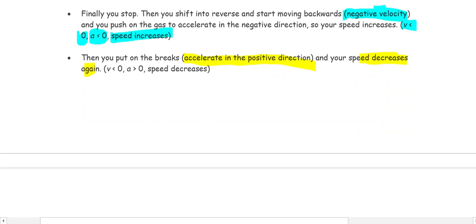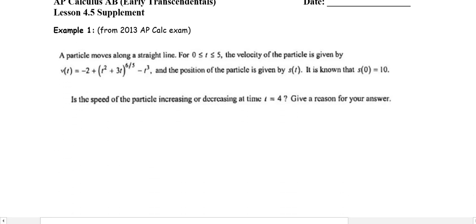So, turn the page. I've got two examples here. I got one from the 2013 AP Calculus exam. This is just part of it. So it says here I've got a particle. It moves along a straight line. For the times between 0 and 5, the velocity is given by this ugly function. Gross, but that's okay. And the position of the particle is given by s. I don't really think I need that right now. It is known that s of 0 equals 10. Don't even need that right now for this question because it asks, is the speed of the particle increasing or decreasing at time t equals 4?